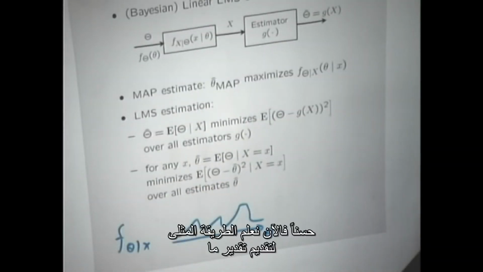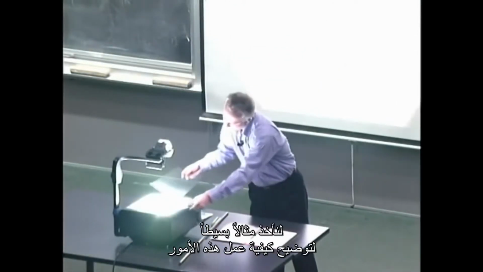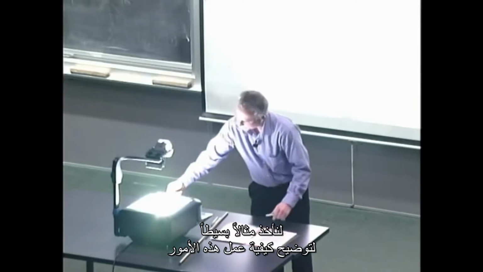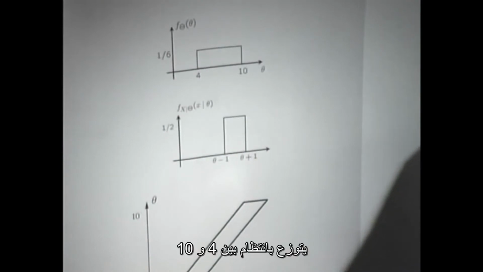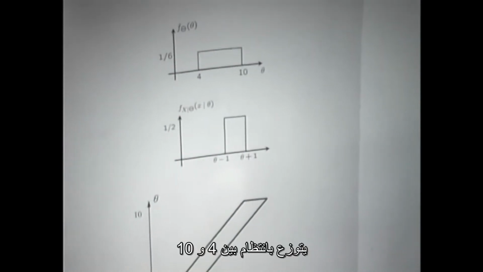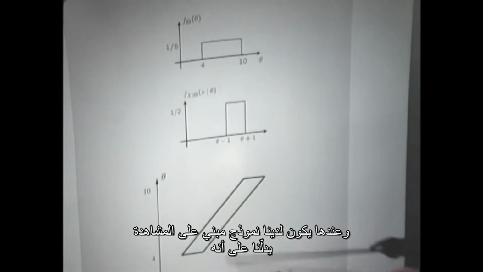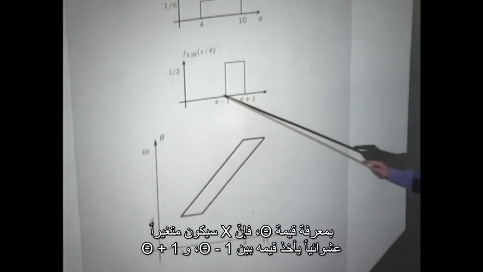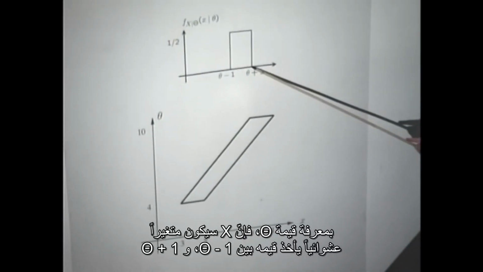Okay, so now that we know what is the optimal way of producing an estimate, let's do a simple example to see how things work out. So we start with an unknown random variable, theta, which is uniformly distributed between 4 and 10. And then we have an observation model that tells us that given the value of theta, x is going to be a random variable that ranges between theta minus 1 and theta plus 1.